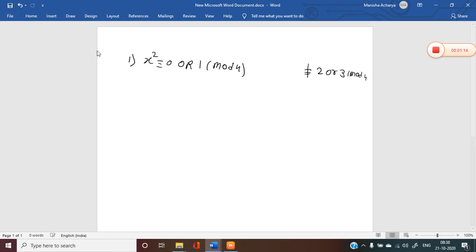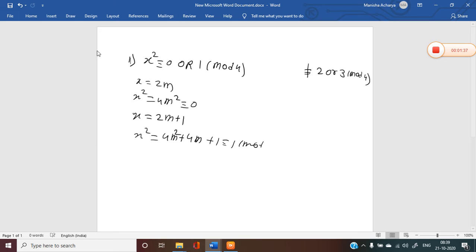I hope all of you know this, because if you consider x to be an even number, then x square is equal to 4m square, which is congruent to 0 modulo 4. If you consider x to be an odd number, then its square is equal to 4m square plus 4m plus 1, which is obviously congruent to 1 modulo 4. Therefore the square of any number is either congruent to 0 or 1 modulo 4. If we get some square which is congruent to 2 or 3 modulo 4, then we say it is something absurd. This is the concept which we use for proving the results.